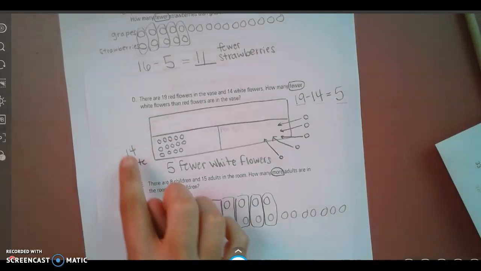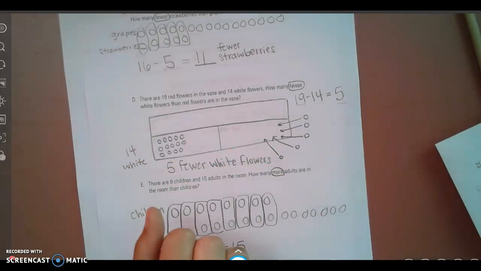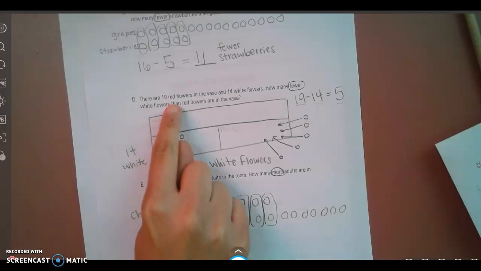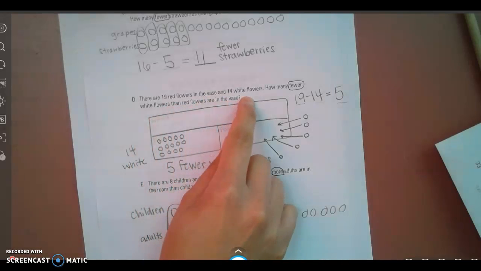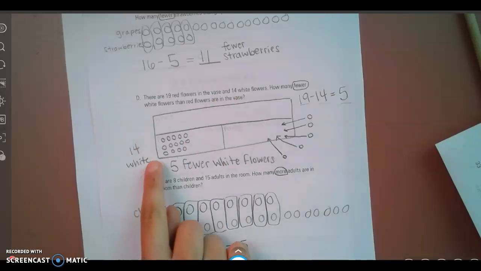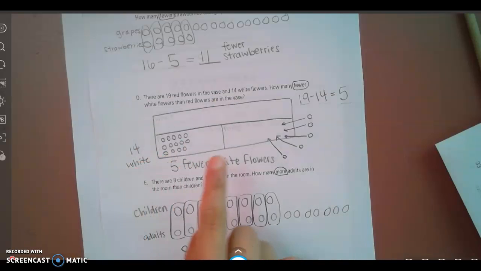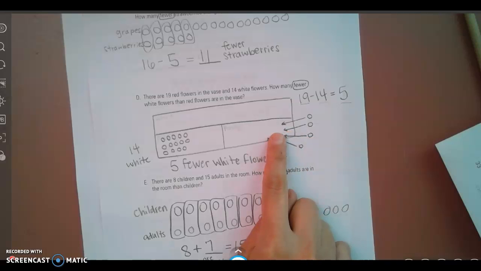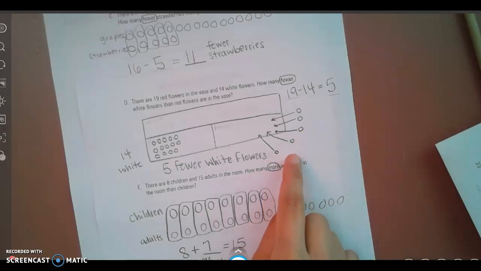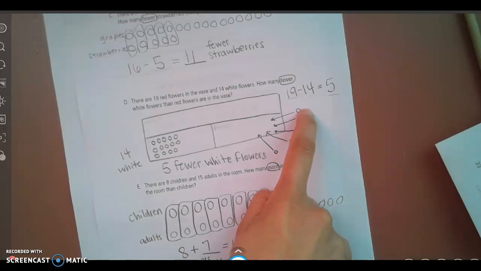All right, on D, I tried to draw a part-whole map, and I used the beginning of this task to help me design that. So this should look familiar to you from Erica's work in the beginning of this task. We have 19 red flowers in the vase and 14 white flowers. How many fewer white flowers than red flowers are in the vase? So again, here I drew 14 white flowers, and I added some in here. I drew little arrows just like they did on the first part to figure out how many more would be 19. So I had 14 here, and then I counted up to get to 19. So I added 1, 2, 3, 4, 5.